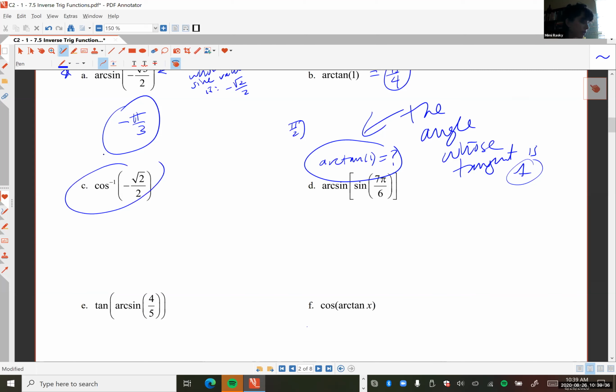Let's go a little bit quicker now because I want to get through some of these. Cos inverse of negative square root of 2 over 2. Go look at your unit trig circle. What is an angle whose cosine value is negative square root of 2 over 2, where the angle lives in the interval 0 to pi, because the cosine function has the interval 0 to pi as its range?